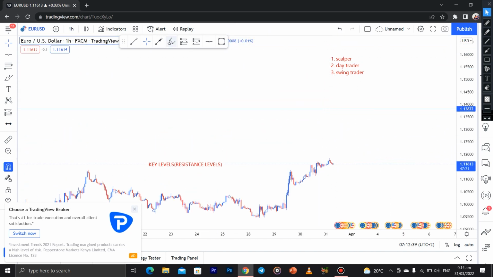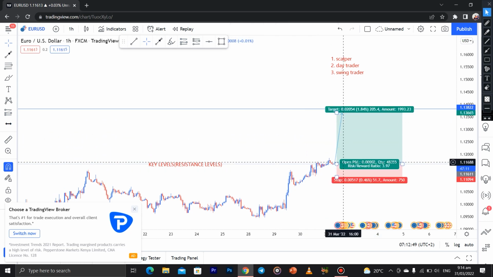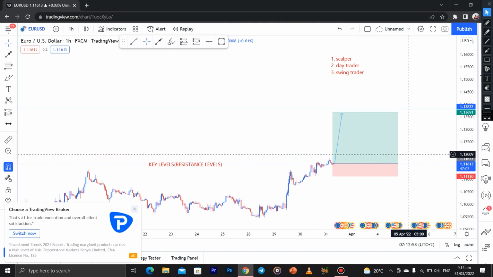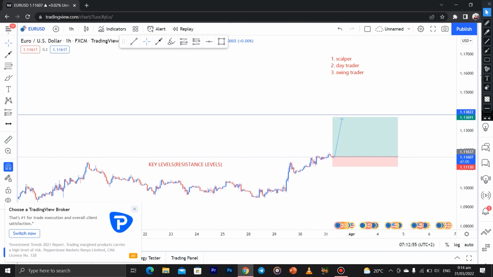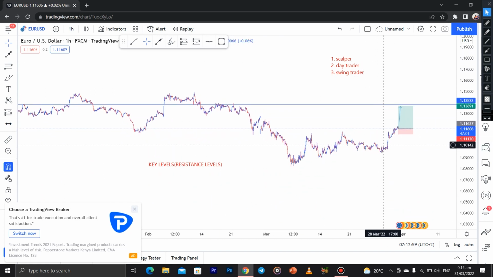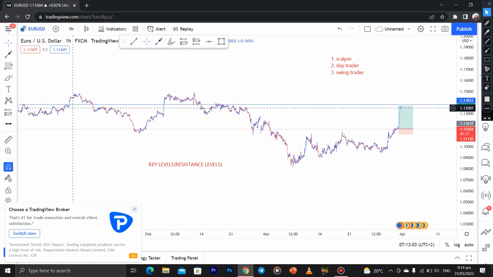So assuming I've taken my buy at this point, I'm just trying to use this as an example. I didn't do any analysis on this, but this is going to work for our example. So assuming I've taken my trade at this point, you can see that I'm getting this as my exit point. Why? Because it's a key level already. It was a resistance level.